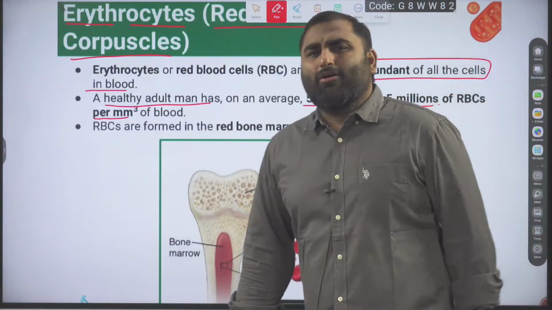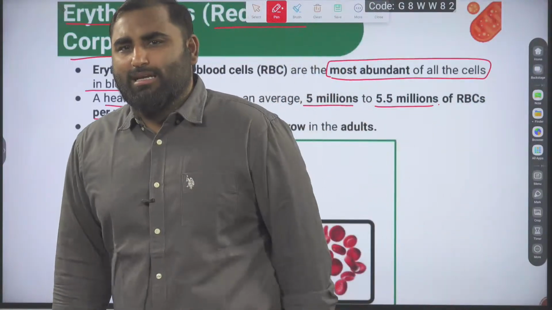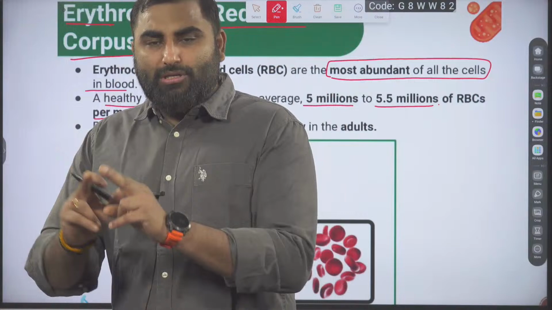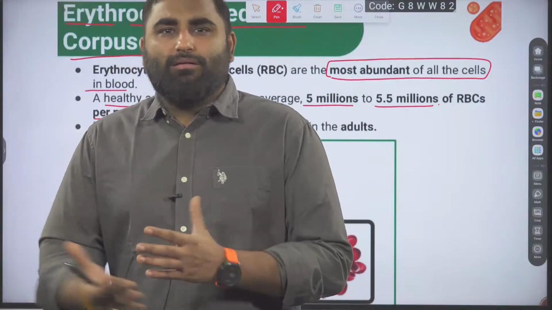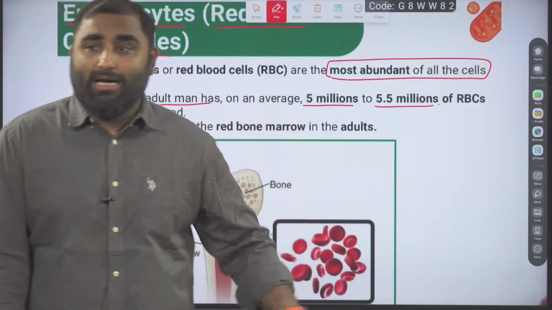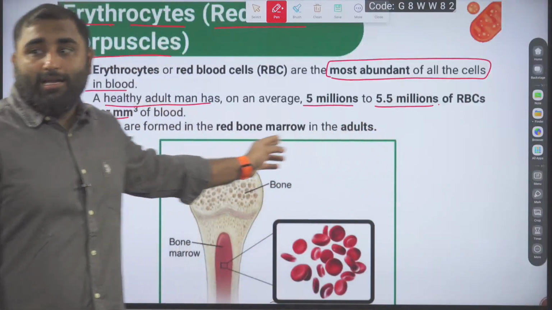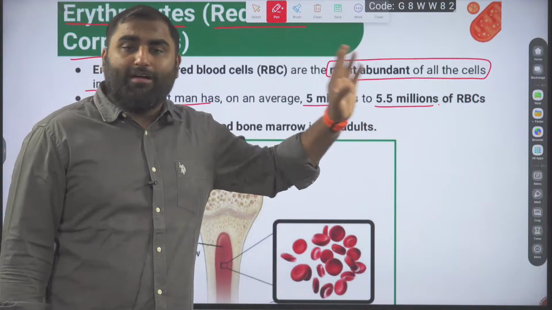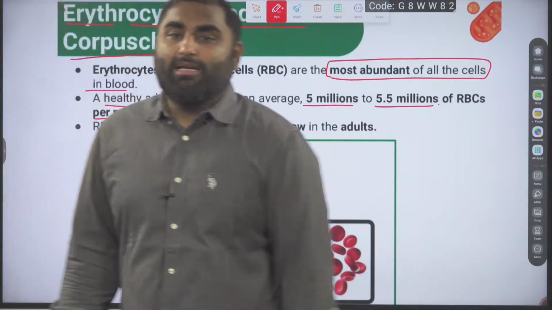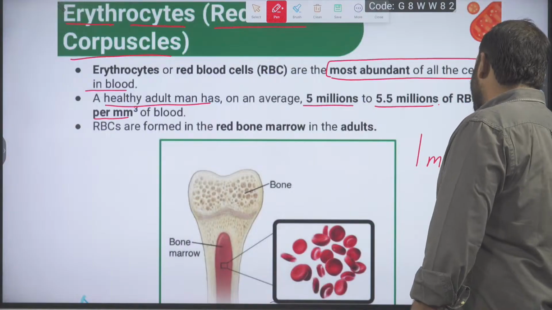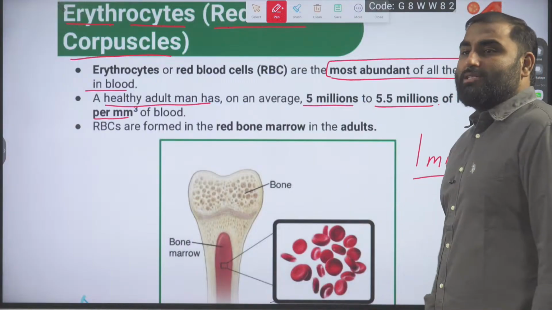In your home also, if someone has done a blood test, you can see the RBC and the normal range they have given. Different diagnostic test centers have different ranges, but as per NCERT for your exam, you need to remember that in a millimeter cube there is 5 to 5.5 million RBC. Now, how much is 1 millimeter cube?